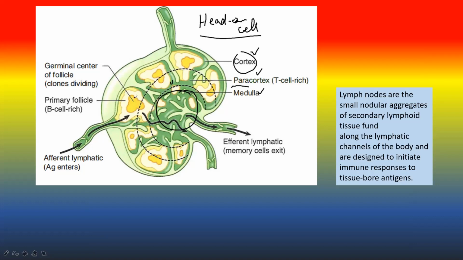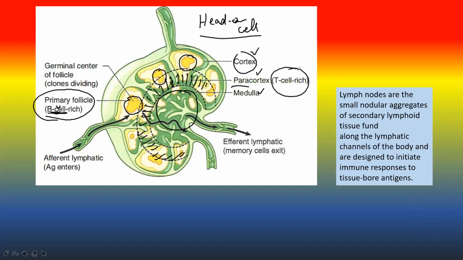In the cortex, we have follicles. You can see the yellow colored structures here. These are the follicles. Inside the follicles in the cortical area, all the B cells live here. Clear? All the B cells. This area, which I marked in black color, is the paracortical area. This area is full of T cells. So T cells live here.